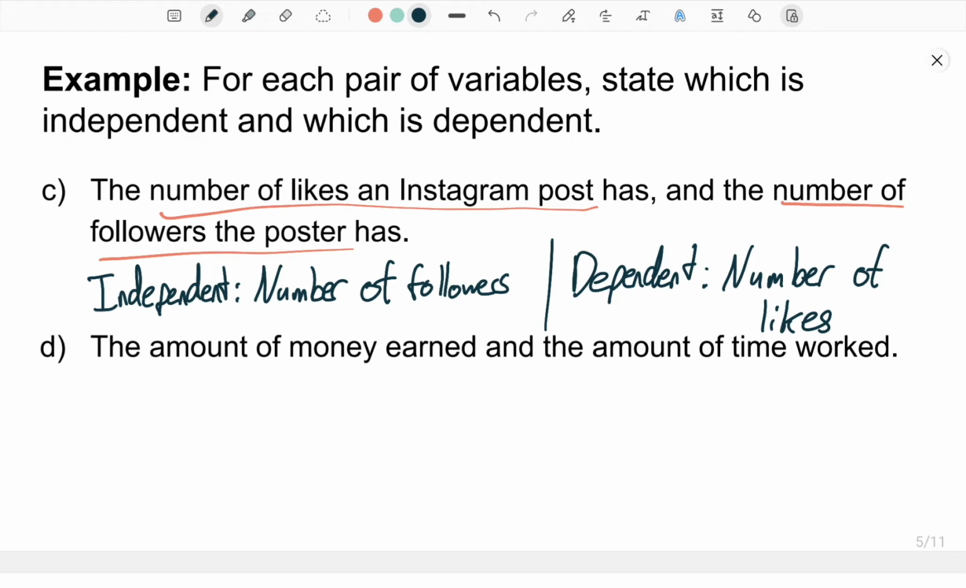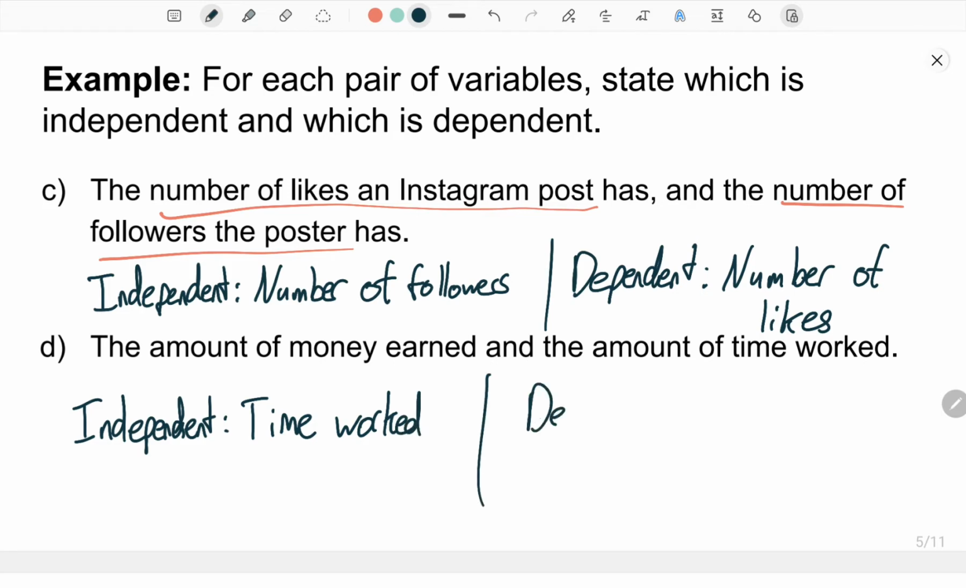All right, and the last one, the amount of money earned and the amount of time worked. So what do you have to do first? Well, you have to work. You have to work some amount of time before you can actually earn the money. So the amount of time you work is going to be the independent, and the dependent is going to be the money you earn.